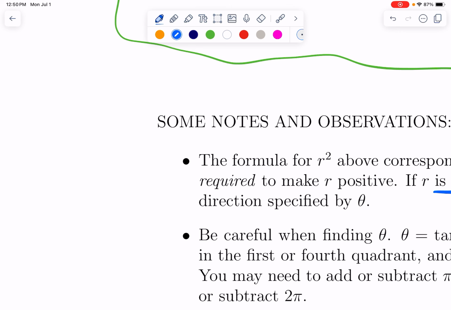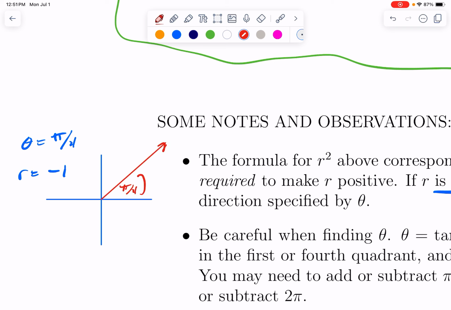So just as a little picture here, if I tell you that, say, theta is π/4 and r is -1, what that would mean in terms of polar coordinates is we specify that pi over 4 direction, 45 degrees. And this would say move backwards one unit in that direction. So that's the way we make sense of a negative value of r. It's not meaningless. It specifies moving backwards, just like a negative x coordinate or a negative y coordinate has a meaning.